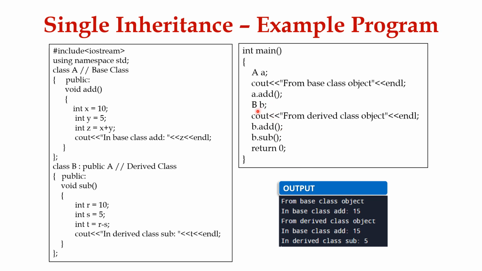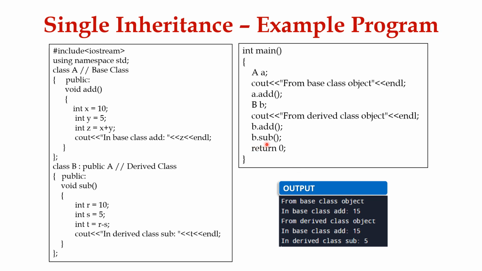Next, we have declared the object for the derived class B. Then we have accessed the member function which is available in the base class. So now the execution moves to the base class function add. There again, it performs the addition operation and displays the result to the user using the cout statement. We can see 15 is being displayed to the user, and this is accessed via the derived class object.